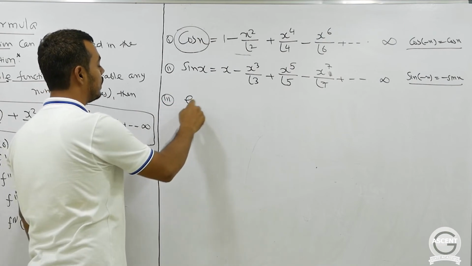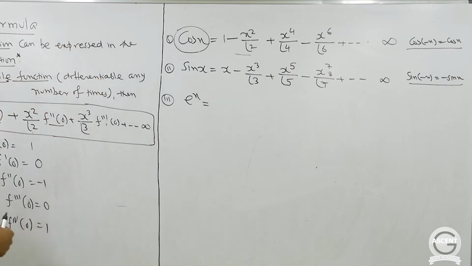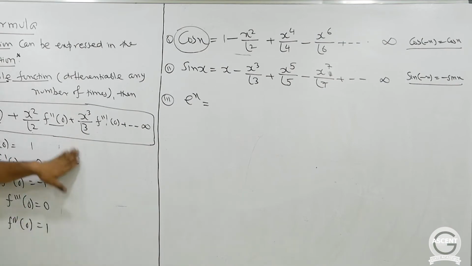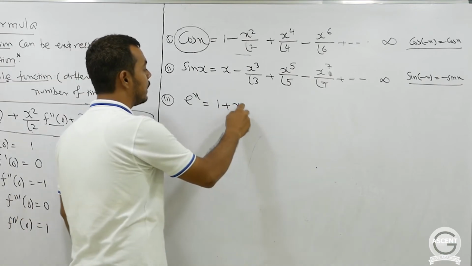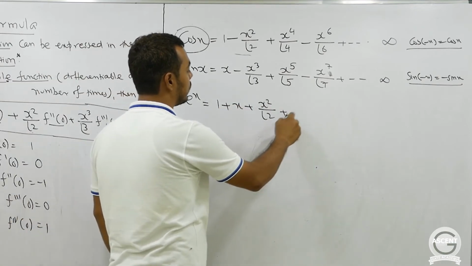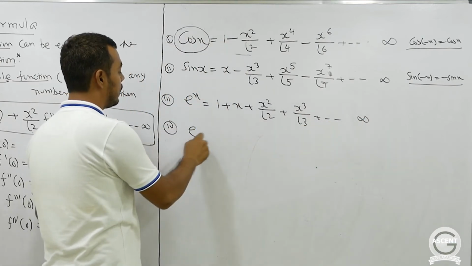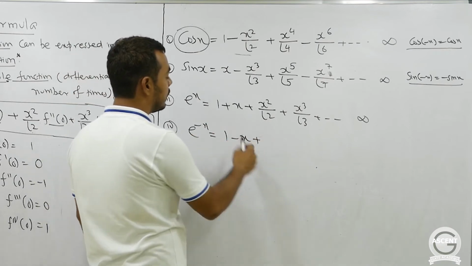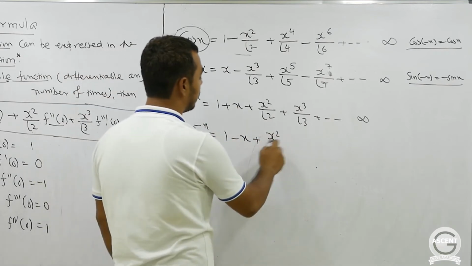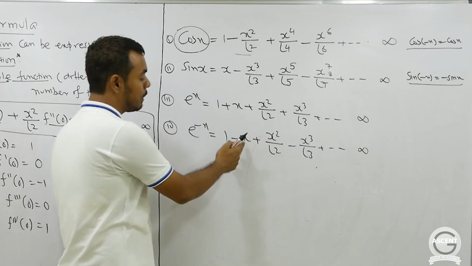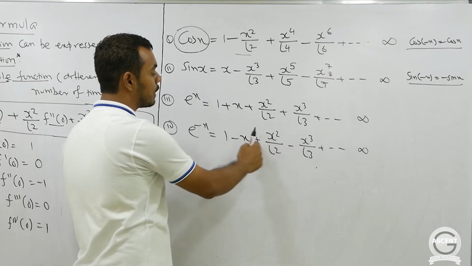The third one that you need to know is the expansion of e to the power x. This is very easy, because if f of x is e to the power x, then f of 0 will be 1, f dash 0 will be 1, and the second derivative at 0 will be 1. So from here you will get 1 plus x plus x square by 2 factorial plus x cube by 3 factorial up to infinity. The fourth formula is the expansion of e to the power minus x. Simply replace x by minus x and you will get the required formula. You will get a minus sign with all the odd powers of x and a plus sign for even powers of x.